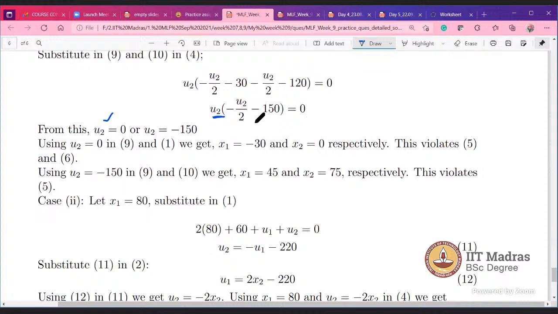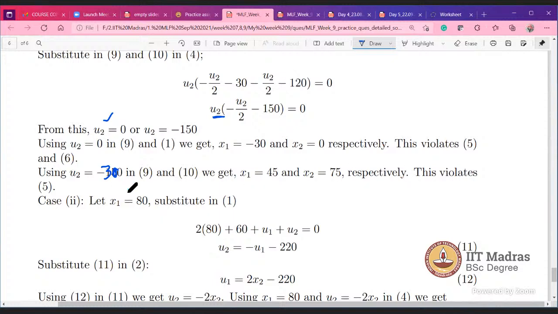Here, u2 by 2 minus 150 equal to 0. Yeah, correct. Anyway, it will violate the condition. Okay, I'll change it. So here it is minus 300. But once again, your values will be increasing. At that time, if you check, it will violate the condition. This is also one of the possible options.